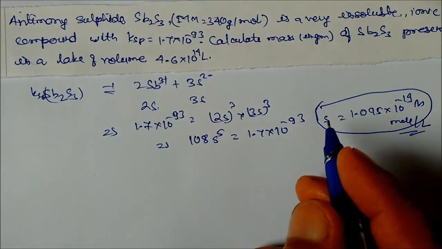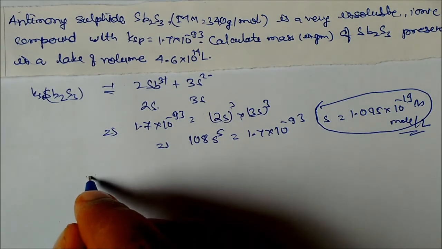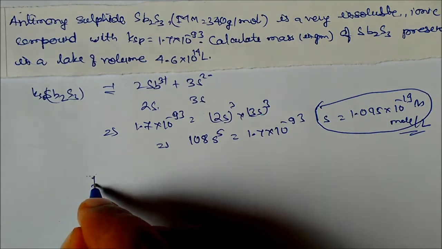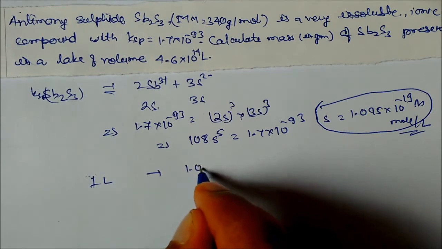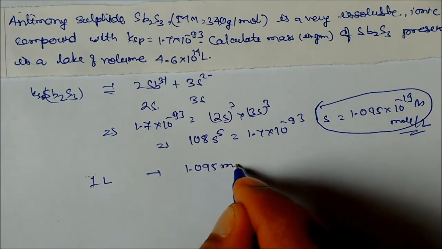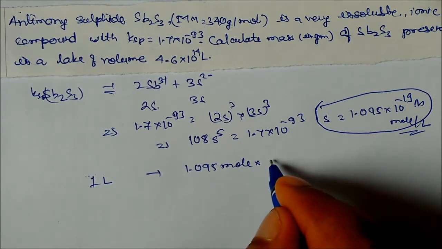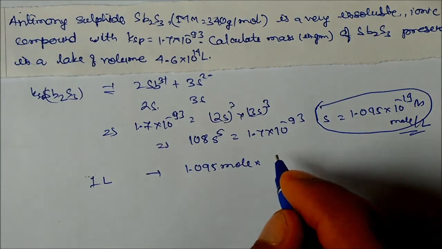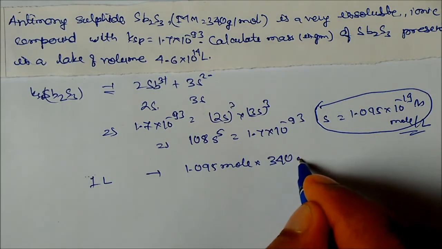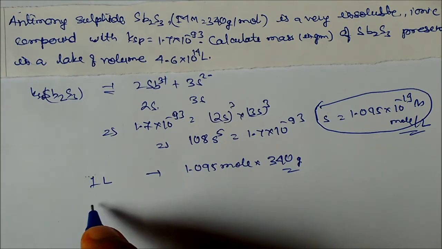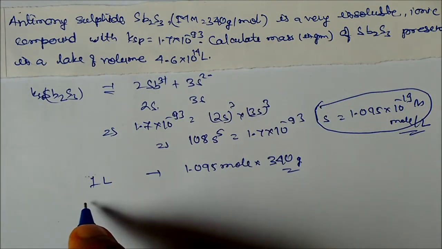So in 1 liter the solubility is 1.095 into 10 to the power minus 19 mole. We can multiply by the molar mass also, 340, so this will be your total in grams. Now, for 4.6 liters, how much do we require?